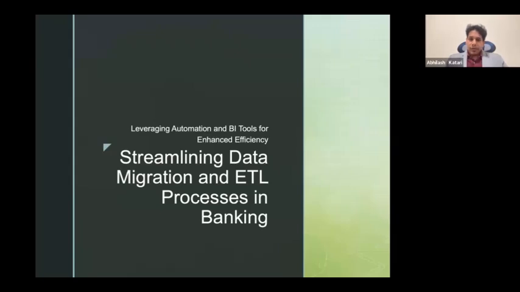I'll be talking about how to streamline the data migration that generally any banking client has to go through in the process of maintaining the data. I'll also be talking about the ETL process, which has to be used to transform the data from one source system to another system, and also fine tune the data to provide the readable reports that the business needs.